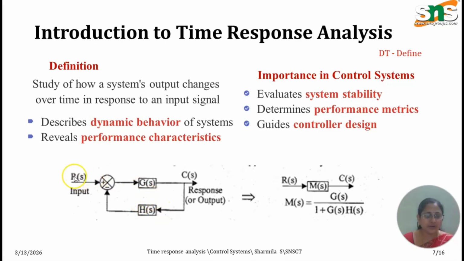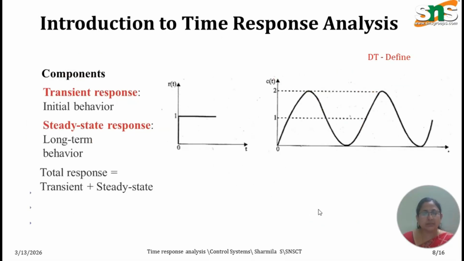So in this, R(s) is declared as the input and C(s) is the response, or we call it the output, the gain is G(s) and the feedback signal is H(s). So we can get the time response analysis transfer function M(s) = G(s)/(1 + G(s)H(s)). In this, the components used for time response analysis are the transient response, which gives the initial behavior of the system, and the steady state response, which gives the long-term behavior of the system. So the total response is equal to the transient plus the steady state response.